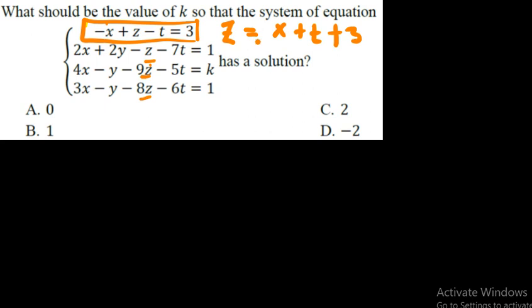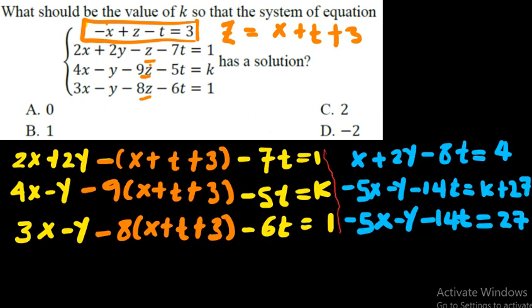and let us condense it. How does it look? Let us see. So it's going to be, when you are replacing z in 2x plus 2y minus z, what is replaced, as you see, is x plus t plus 3. It's replaced. Minus 7t is equal to 1. In the second equation, in place of 9z we substitute 9 times the z value, what you see here, and then we distribute and condense. We simplify. So when you simplify this one, the constant will be shifted to the other side. So 2x plus 2y minus 8t is equal to 4 comes.